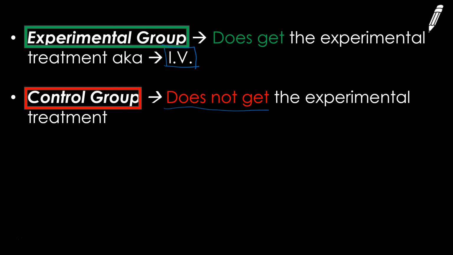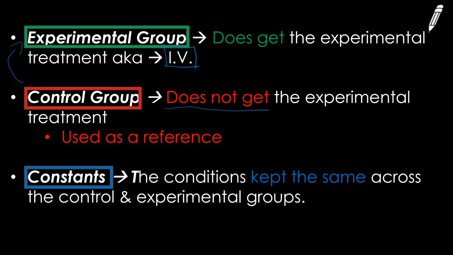So why do we have the control group? Well, we're going to use it as a reference. So we're going to have our experimental group and our control group, and at the end of our experiment, we're actually going to compare the two. Okay? And since the control group does not get the experimental treatment, it's going to be the normal conditions, and the experimental group should be different. That way we can measure those differences. In the experiment, we also have what's called constants. Constants are the conditions that are kept the same between the two groups. Okay? Go ahead and put this on pause and take note of this page, please.